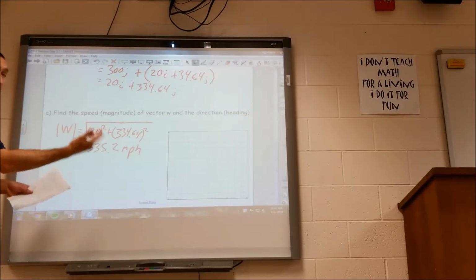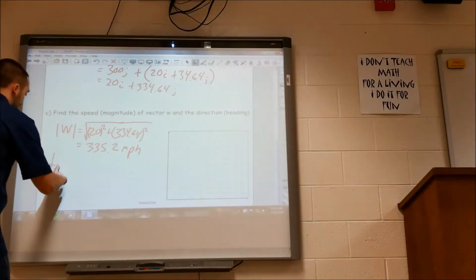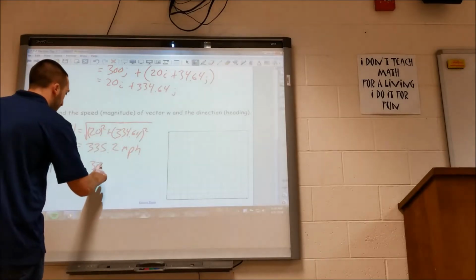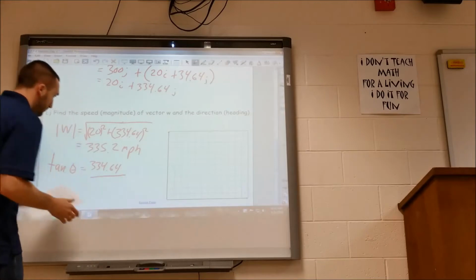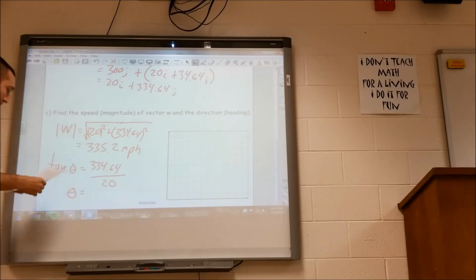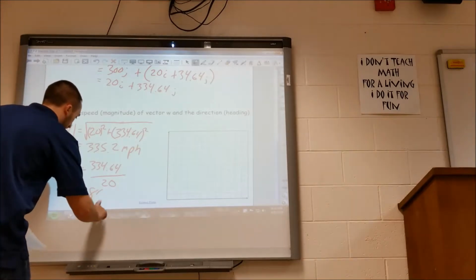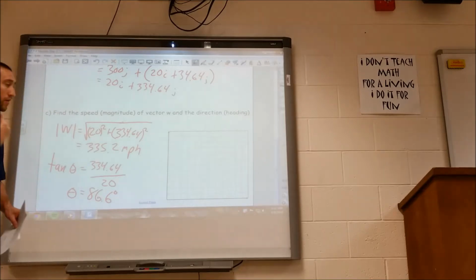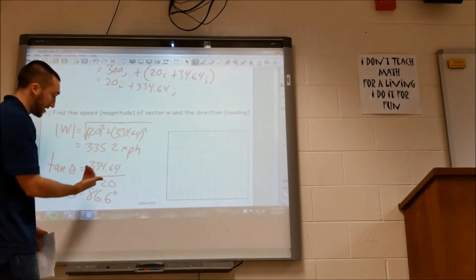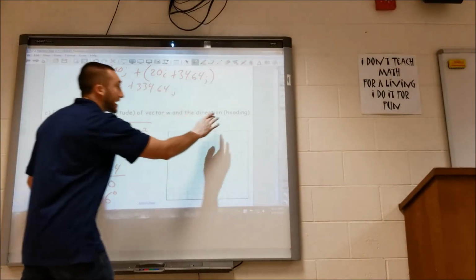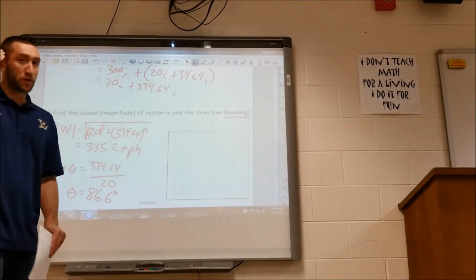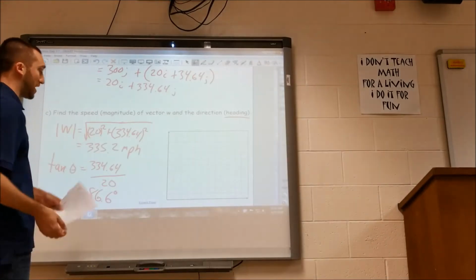Okay, so remember direction we just solved for? Tan theta, because it's rise over run, and our y value is 334.64. Our x value is 20. So my theta is 86.6 degrees. Now, remember, that theta is how far off the x-axis we are, right? Because that's how our thetas work. Heading is how far off the y-axis we are. So we actually have to do a little thinking here to figure out the magnitude and vector.